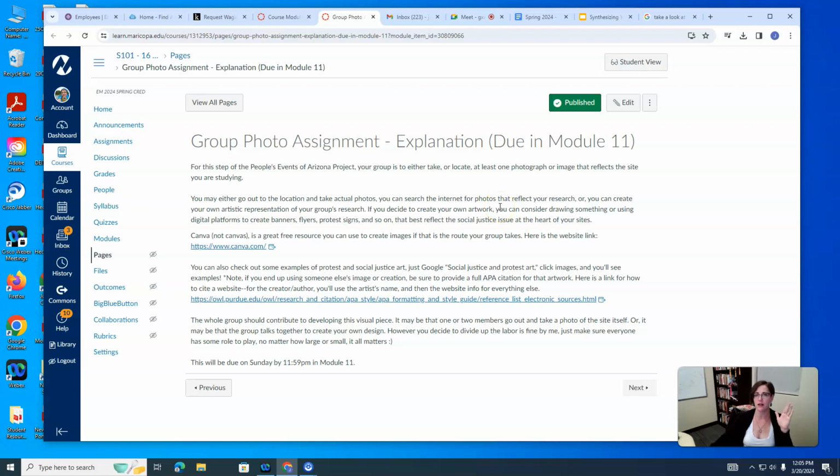And so I would like for you to gather at least one photograph or image that reflects the site you are studying. And so this might be where you actually go down to the site and take pictures of it to include in your final submission. You can also create your own imagery as well. And so you could, if you wanted to, use something like Canva, that's this website right here, not Canvas, Canva. It's a digital art creation platform that's very user-friendly and also free.